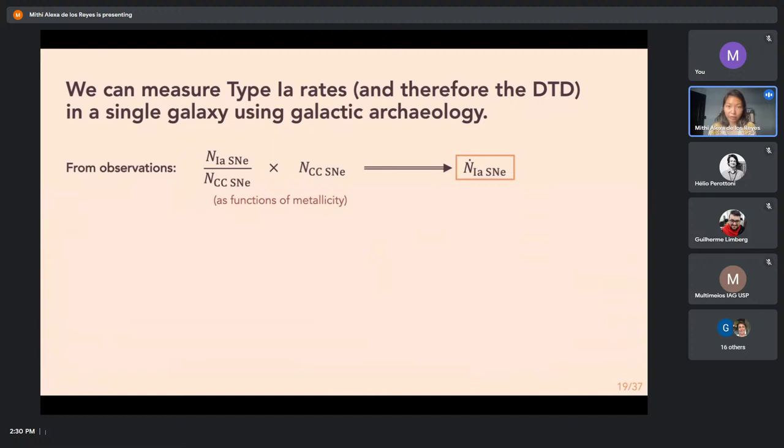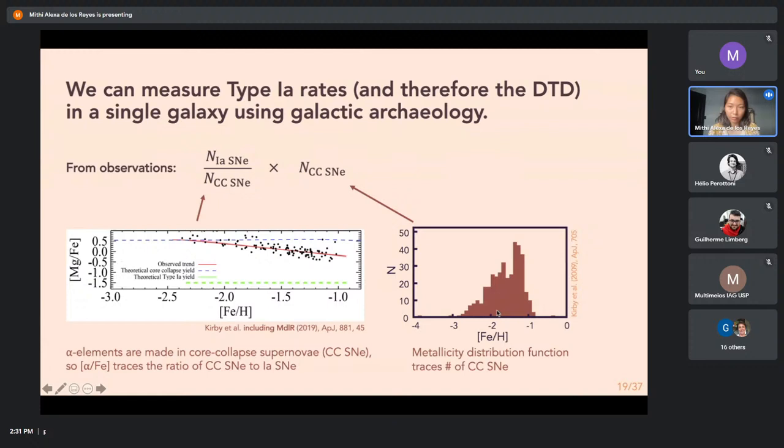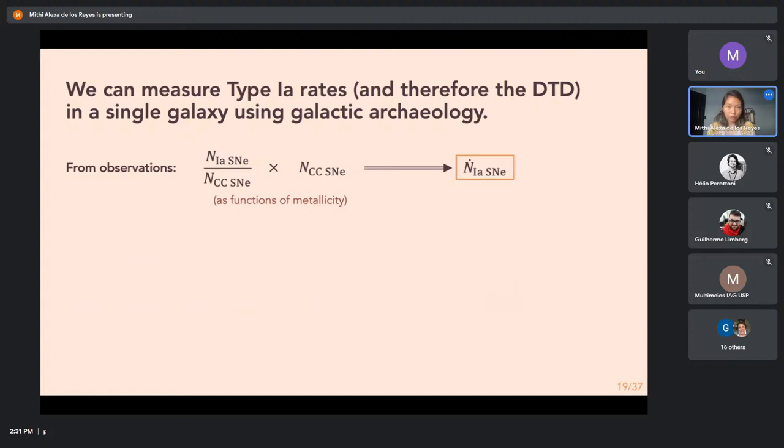And just really quickly, we get the number of core collapse supernovae by looking at the metallicity distribution function, which is exactly what it sounds like. We measure metallicities of a lot of different stars and plot a histogram. What it's physically telling us is, at each metallicity bin, the number of stars that are being formed. And if you assume something about the IMF, if you know how many stars are being formed, you can easily get a number of core collapse supernovae in each metallicity bin. So putting all of this together, we get a rate of type 1a supernovae, which is exactly what we wanted.